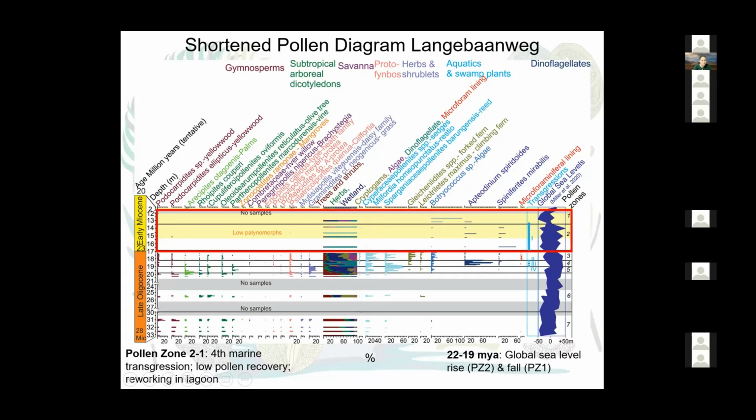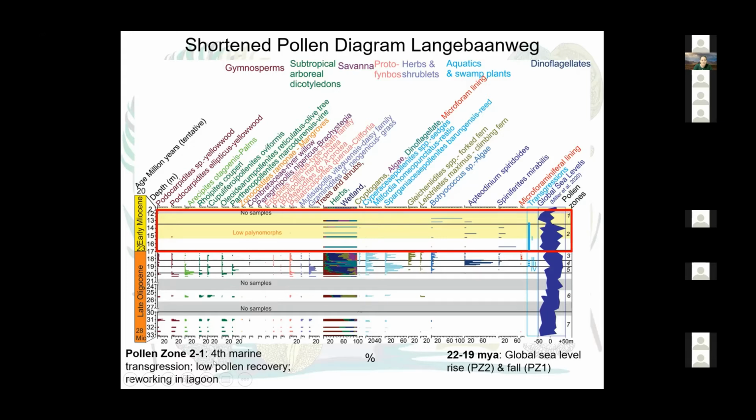And pollen zones 2 to 1, which are the uppermost pollen zones, are characterized by very low palynomorphs. However, we see that Botryococcus algae and Aptodinium spiridoides, as well as Benferitis mirabilis, are quite high in these zones. And based on the increases of Aptodinium spiridoides and Benferitis mirabilis, we can assume that there was a 4th and final transgression in pollen zone 2.